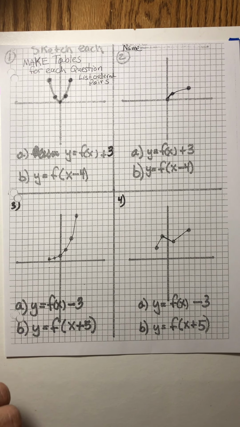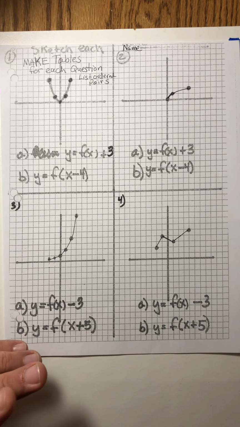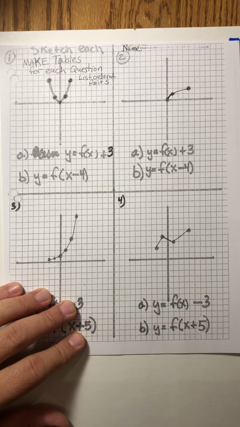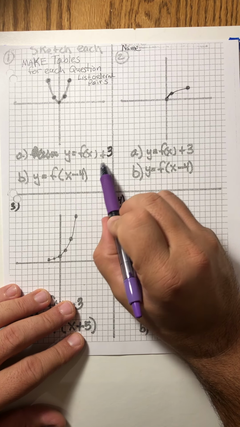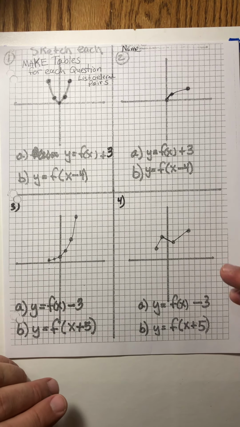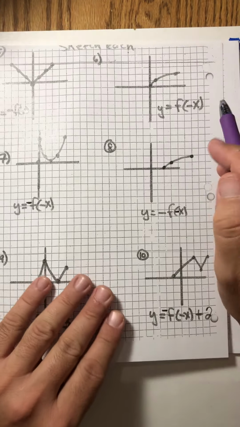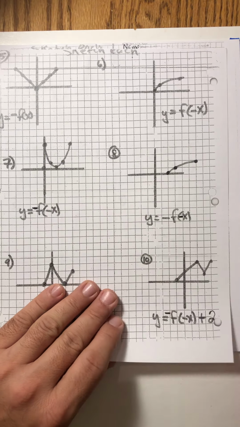Okay, Algebra 2 fans. In this unit, in our functions unit, we're doing transformations. The transformations you've seen so far are translations, which are the shifts left or right, or up or down. And then we've seen reflections. That's all we're doing in our course. Reflections would be negating the x or negating the y, or negating both.